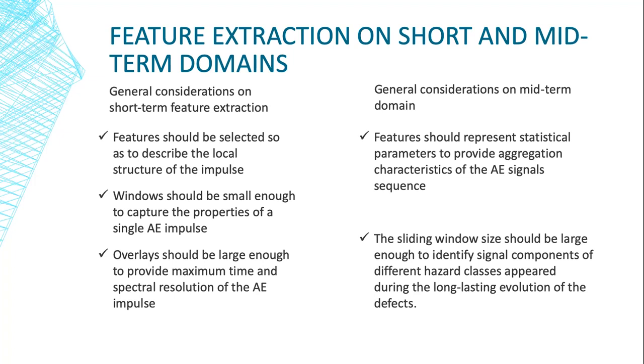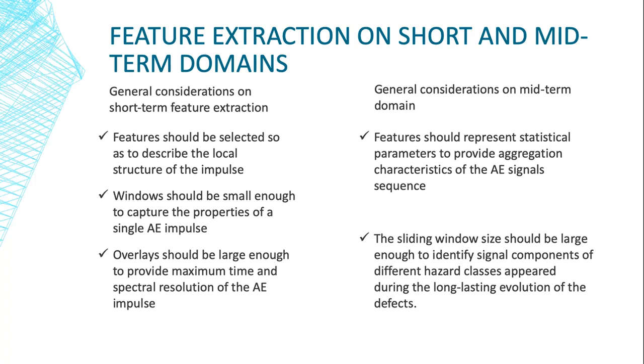So there are plenty of considerations about short-term and the mid-term feature extraction. And you can see them on the slide. So the features should be selected to describe local structure of the impulse. Windows should be small enough to capture the properties of a single acoustic emission impulse. And overlays of the windows should be large enough to provide maximum time and spectral resolution of acoustic emission impulse. And meanwhile, in the midterm domain, features should represent statistical parameters, as I said earlier. And the sliding windows should be large enough to identify signal components of different hazard class appeared during evolution of the defects.